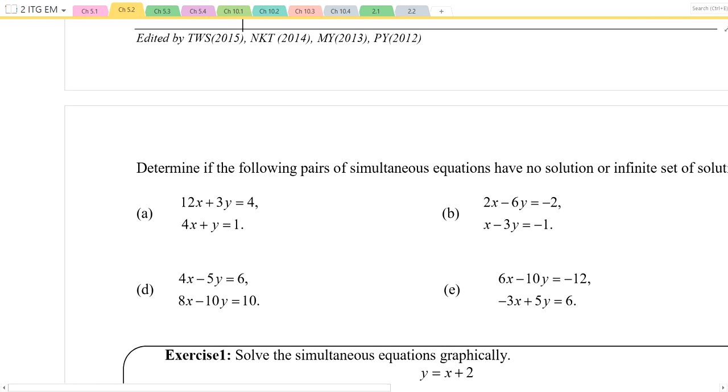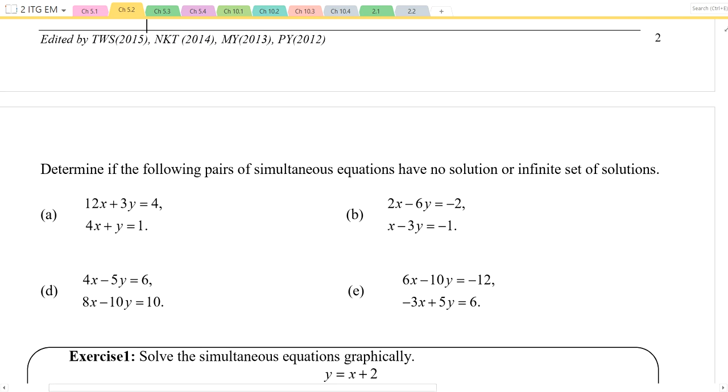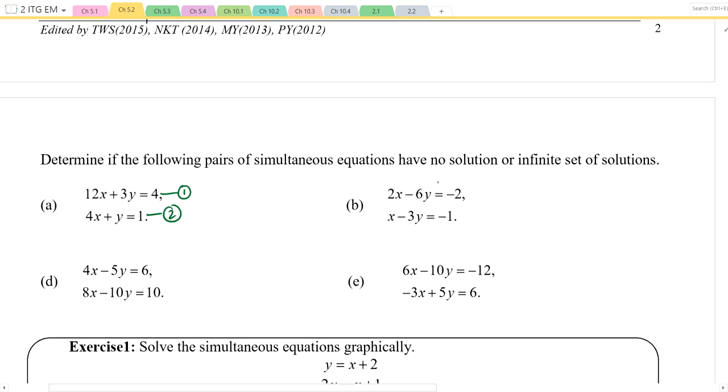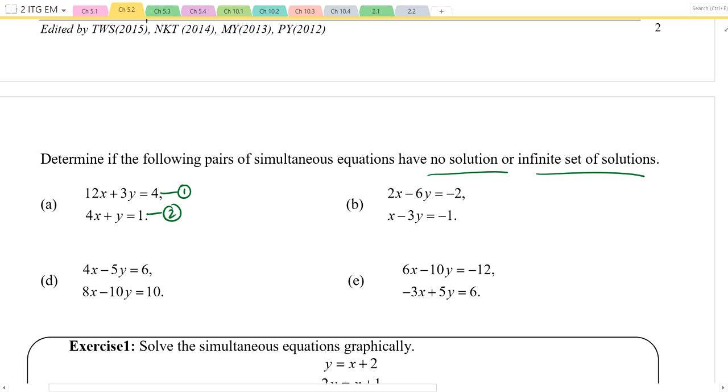So let's try some of these examples. On the next page, we've got 12x plus 3y equals 4. That is my equation number 1. And this is equation number 2. We are supposed to determine whether they have no solution or an infinite set of solutions. No solutions means parallel lines, so we want to find a gradient. An infinite set of solutions means same line, they coincide. So that is what we are trying to determine now.